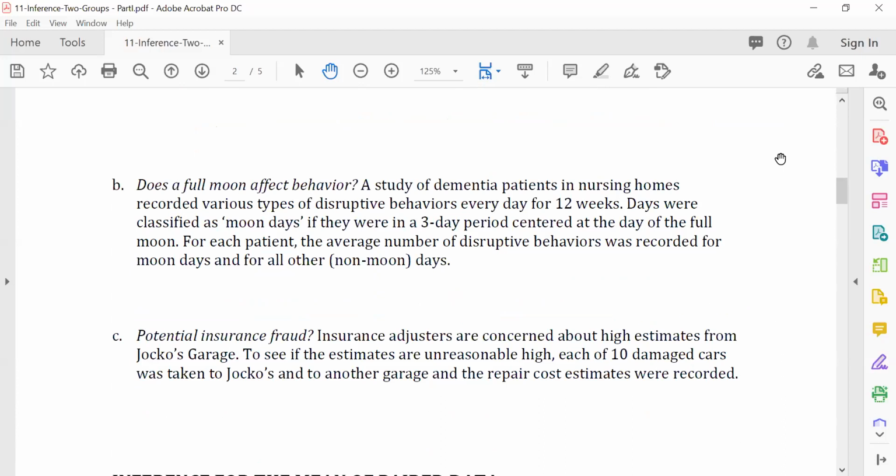So for B, does the full moon affect behavior? This is a paired data because the data is collected for the same patients on the full moon days versus other days. So it's the same subject that's being measured on moon days versus other days. So this is typical paired data.